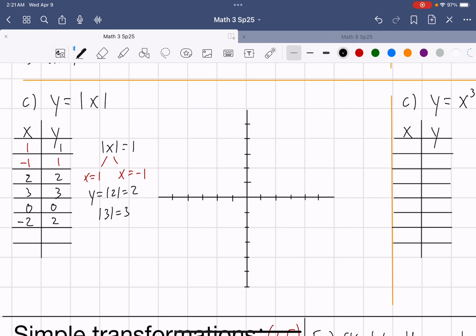We have them plugged in. It's easier to plug into your x's. So absolute value of negative 2 is 2. Let's see what this graph is making.